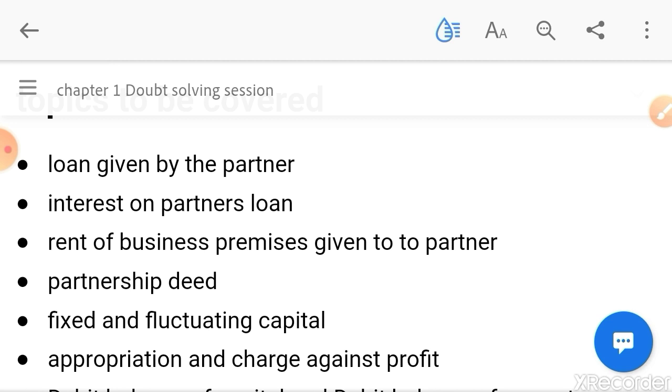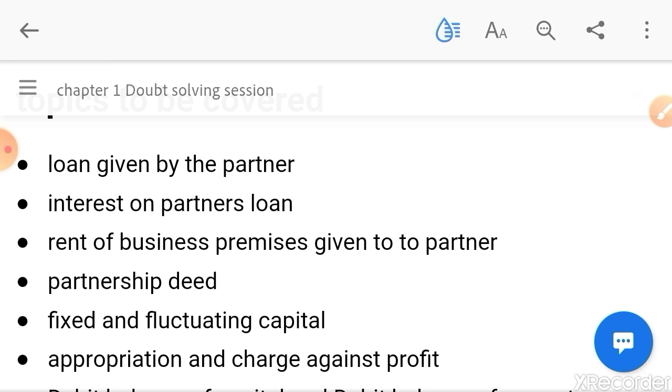Even the interest on loan taken is not mentioned in the partnership deed, so we will not charge in the absence of any information, but will give interest on partner's loan at a rate of 6%. Is this point clear to you? Okay. Now, what is fixed and fluctuating capital? Few students were having doubts in this topic.